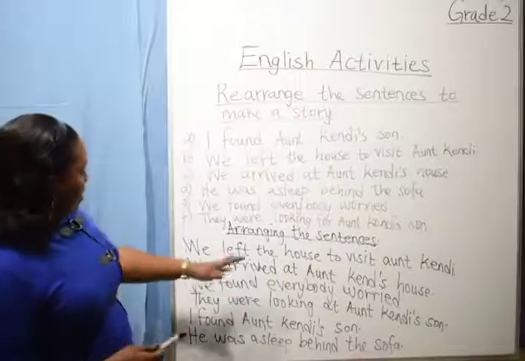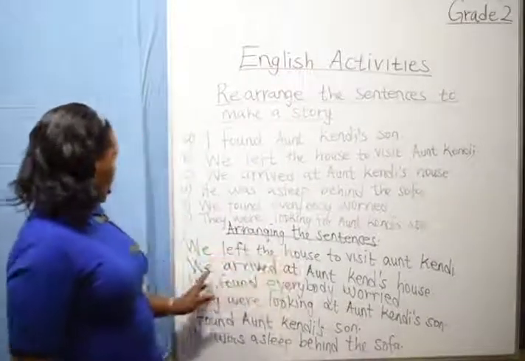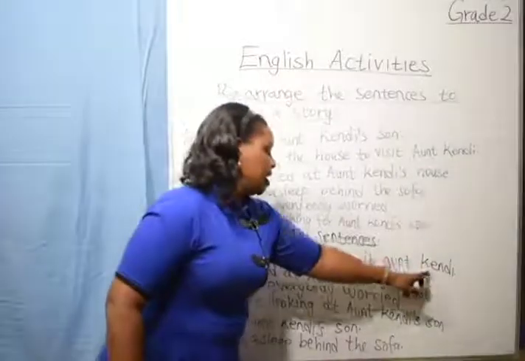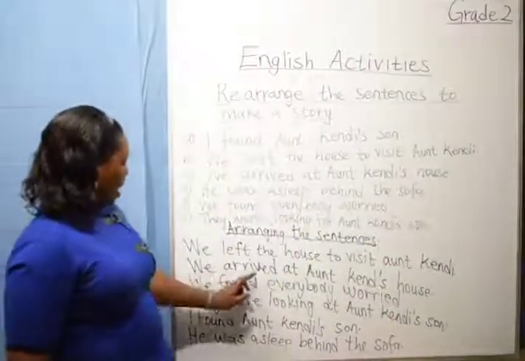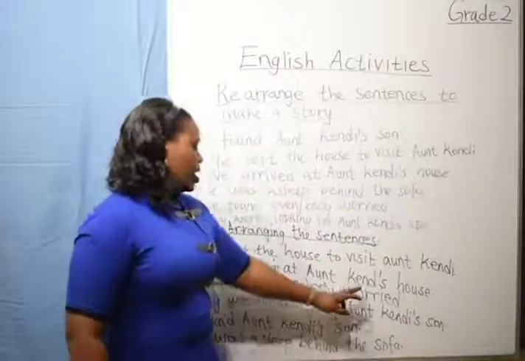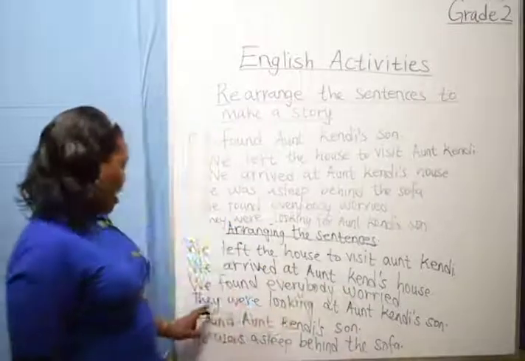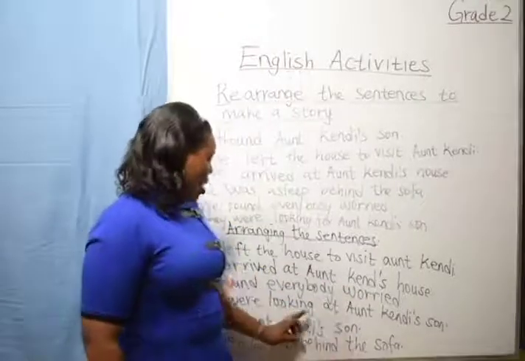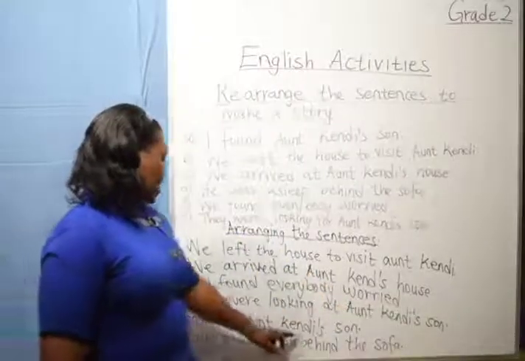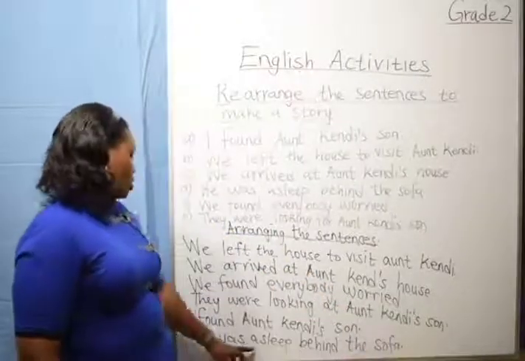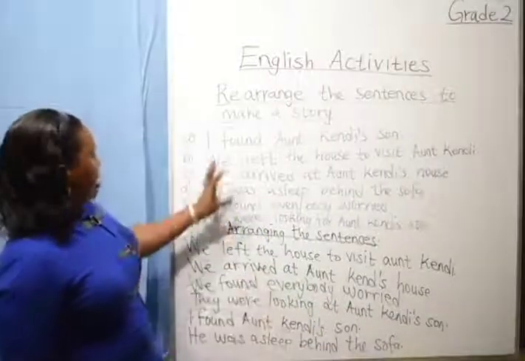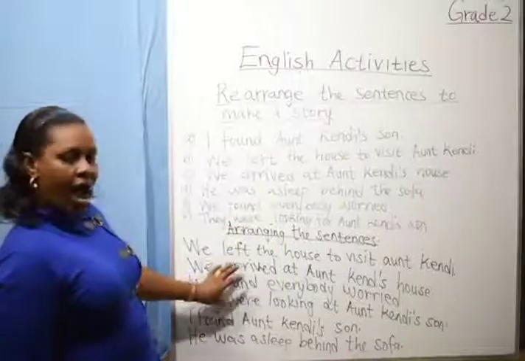Now we have arranged these sentences to make a story. The first sentence is: we left the house to visit Aunt Candy. We arrived at Aunt Candy's house. We found everybody worried. Why were they worried? They were looking for Aunt Candy's son. I found Aunt Candy's son. He was asleep behind the sofa. Now this is the story we have.